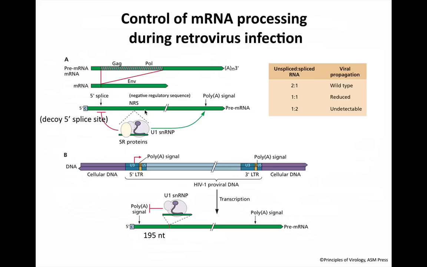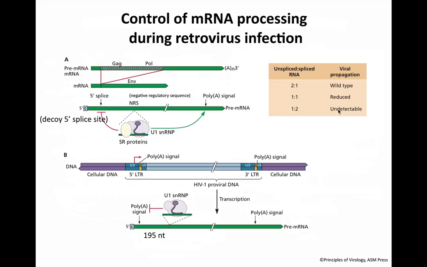Retrovirus production depends on the maintenance of a proper balance between the proportions of spliced and unspliced RNAs. Modest changes in splicing efficiencies cause replication defects, as you can see in the table on the right. So normally the ratio of unspliced to spliced RNA is about 2:1 in wild-type virus-infected cells. And you can alter this ratio with mutations in the splicing signals. And these, you can see, reduce viral propagation.